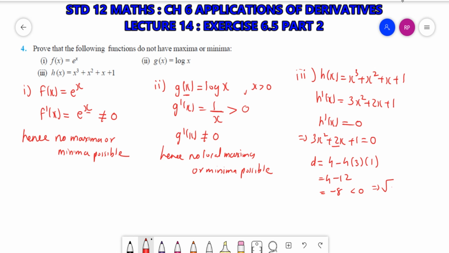That implies square root of D is not possible. That means there are no real roots. So h dash x cannot be equal to 0. Hence no local minima or maxima possible. Okay, so this was about question number 4. So just note it down.